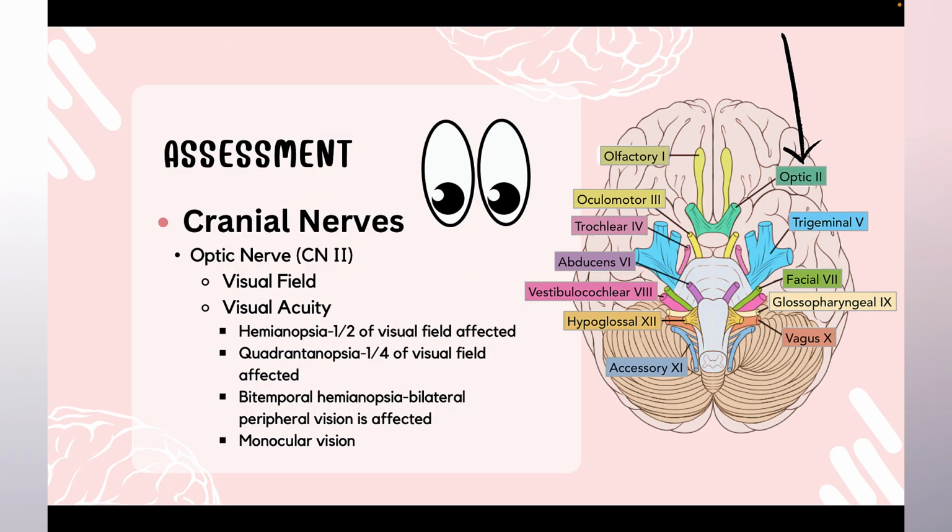And then the next one we'll talk about is cranial nerve 2, which is known as the optic nerve. So this nerve has to do with vision, and I think of it as it has to do with how well we can see, like how clearly we see things, and the areas that we can see. So the first thing that we would assess would be the visual field, and we can test that through like checking their peripheral vision.